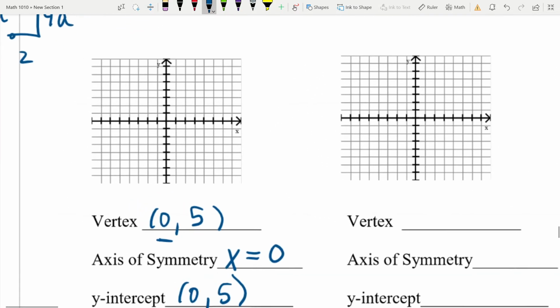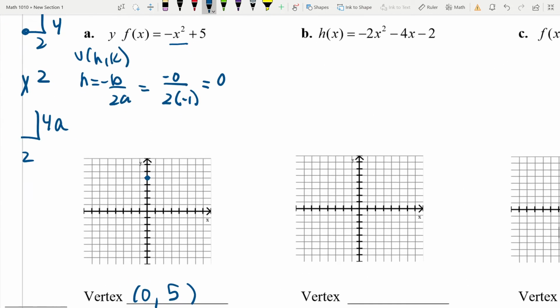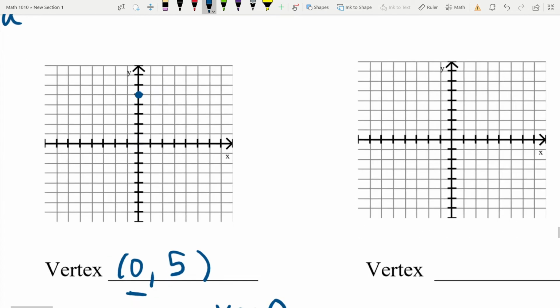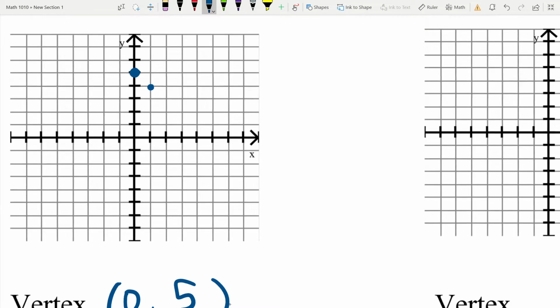So let's graph this thing. Don't go right or left, but go up 5 and make a dot. Now, this is a normal stretch, but this negative makes your parabola open where? Down. So you're still going to go 1, 1, 2, 4, but you're going to go down. Everybody go right 1, down 1, left 1, down 1. Right 2, down 4, left 2, down 4.